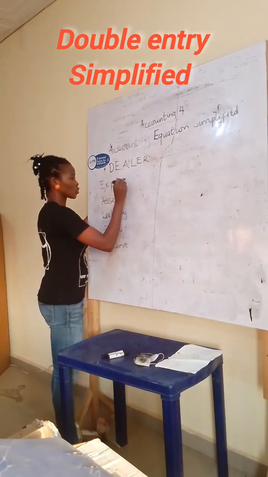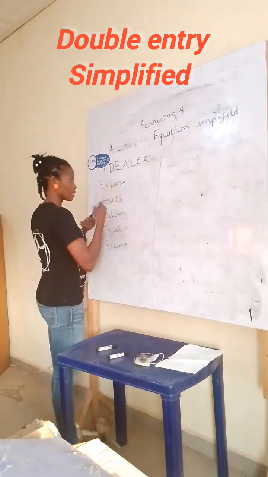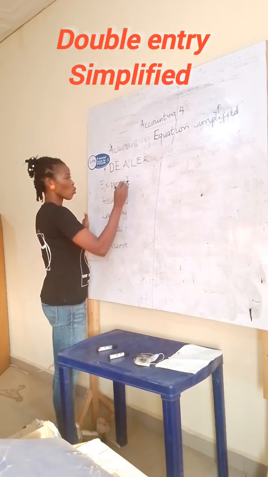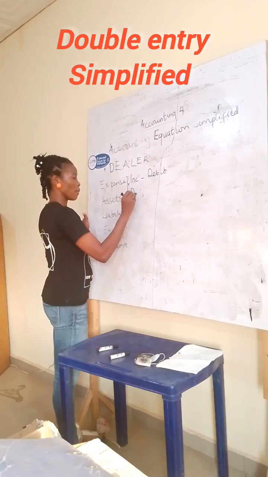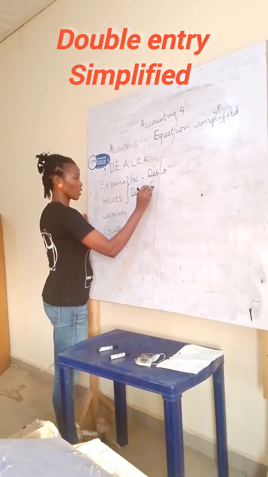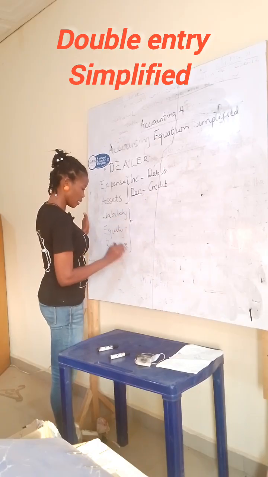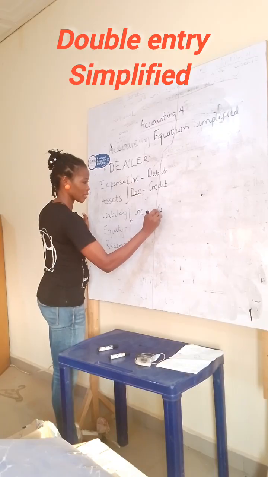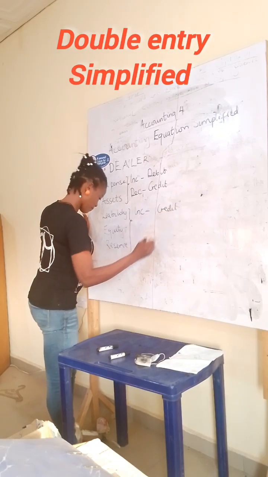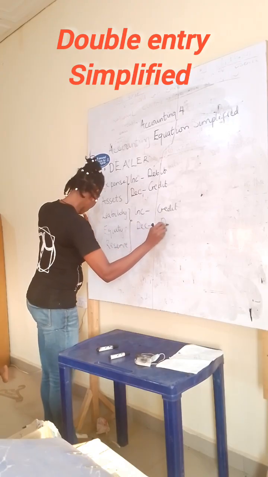Now, these two items, your expenses and your assets, whenever they increase, you're going to debit them. Whereby, whenever they decrease, you're going to credit. While for these three, the reverse is the case. When they increase, you're going to credit them. And when they decrease, you're going to debit them.